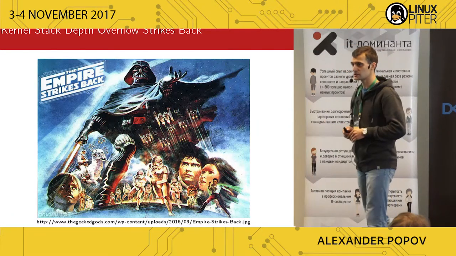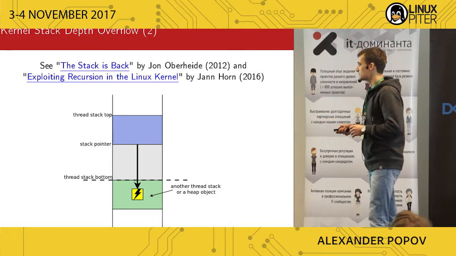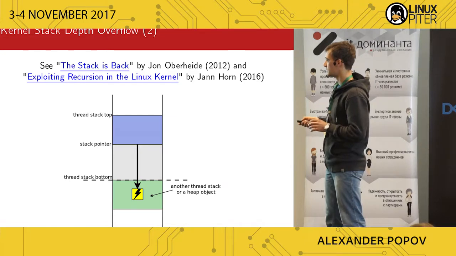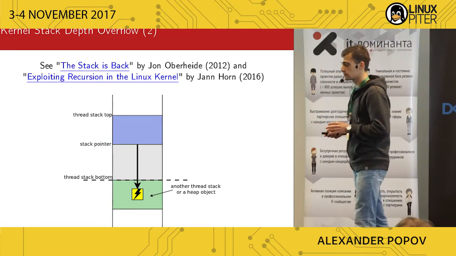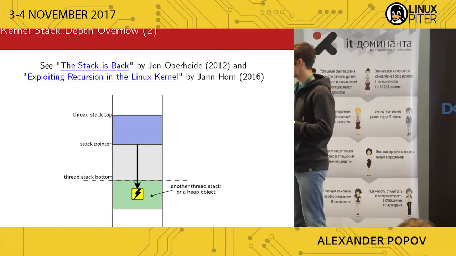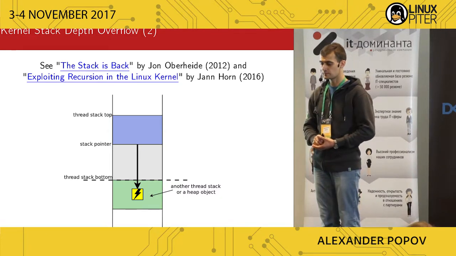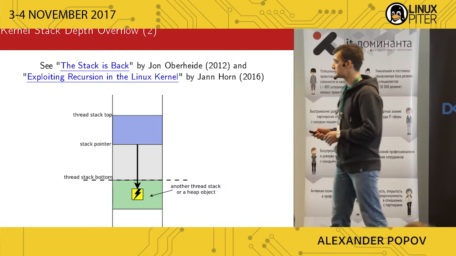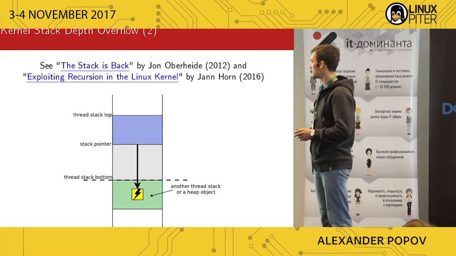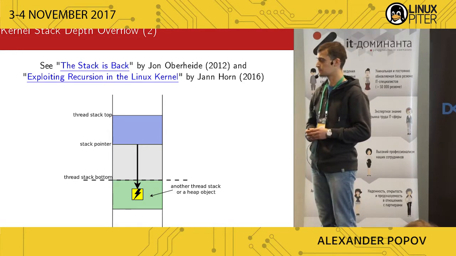Okay, but there is another option, a more complicated attack. There is some other thread stack or some heap object next to the bottom of the kernel stack. And the stack grows down again. If we control this growth, for example, we can do arbitrary recursion. We can collide with this other thread stack or heap object, and again have a local privilege escalation. It is very well described in this presentation, again by Jon, and also there is an awesome article by Jann Horn from Project Zero, where he exploits the recursion in the kernel to get a local privilege escalation. It's really nice.